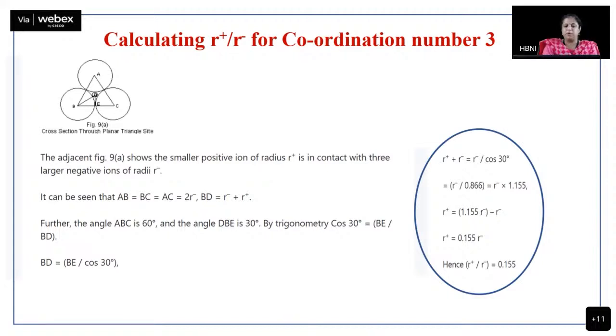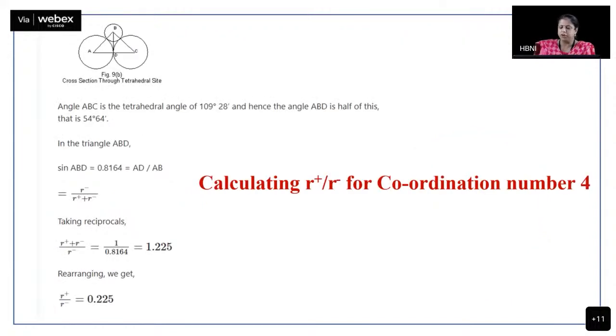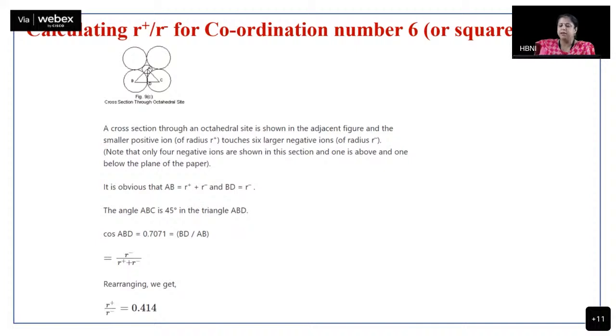So this is one example of how you can calculate R plus by R minus, that is your radius ratio, for a particular coordination number. You will find this at many places in literature, starting from the 12th standard books. I would not want to spend a lot of time on it, but I've still done it so that you can refer back to it. And if there is any problem, you're most welcome to call me. This is for 4, this is for 6, and the same rule is applied for square planar also.